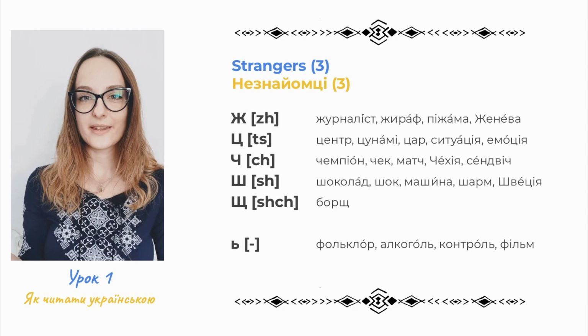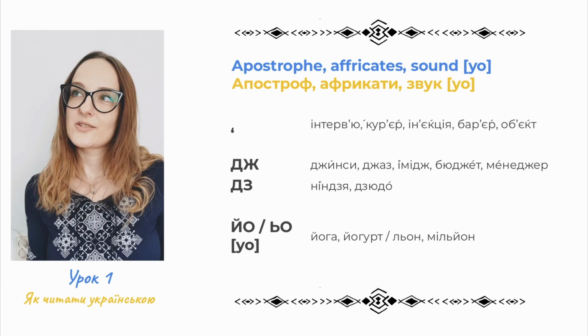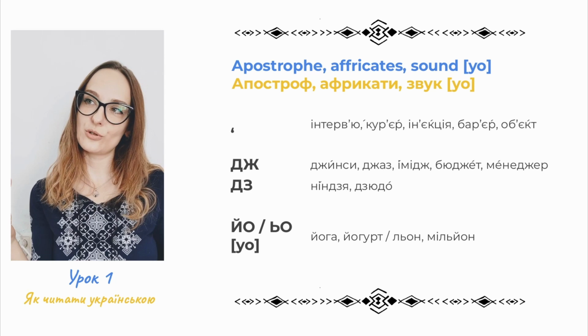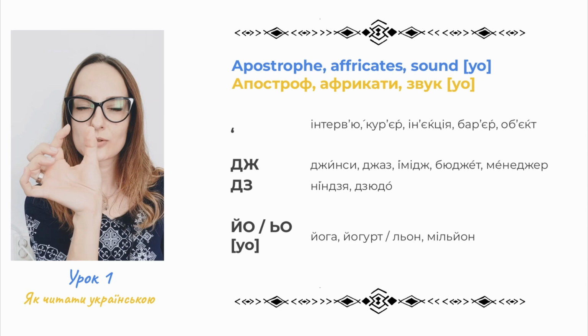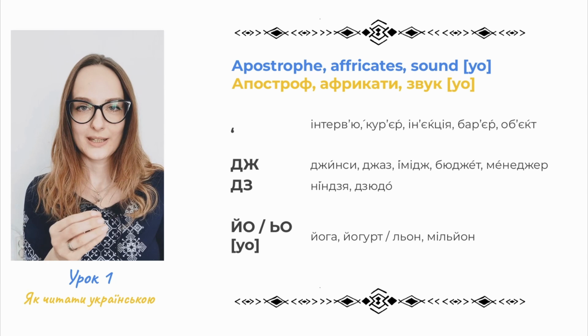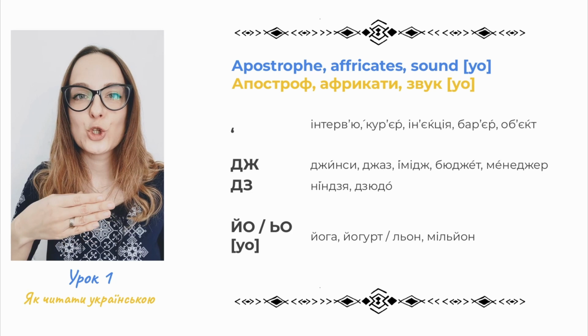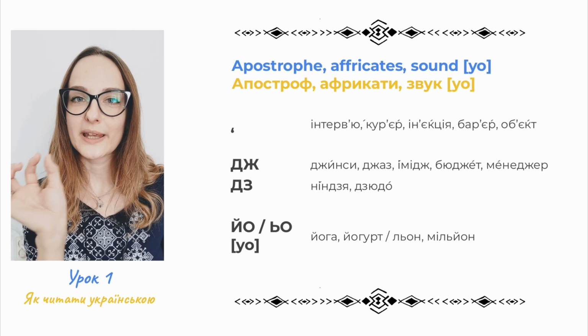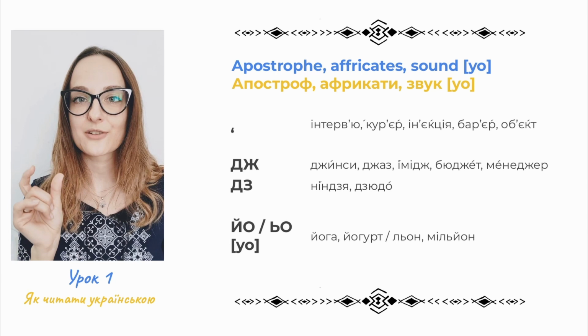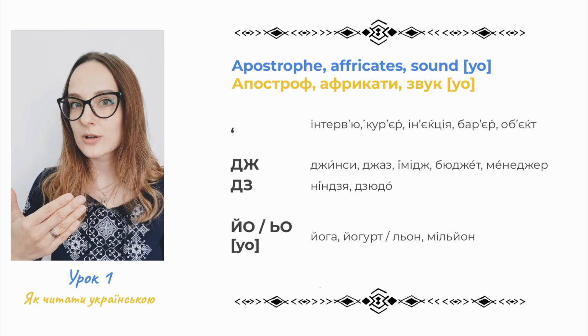Now, our mysterious apostrophe. What it makes in Ukrainian language is a pause. If you're learning Russian, you know that in Russian we have a hard sign, while in Ukrainian we have an apostrophe. It's like instead of it. The apostrophe makes a pause between a consonant and a vowel. Like in the word інтерв'ю, we say інтерв'ю, not view, like we would read if there were no apostrophe, but v-u, like a pause between them. We don't read them like one syllable. Інтерв'ю, або кур'єр.